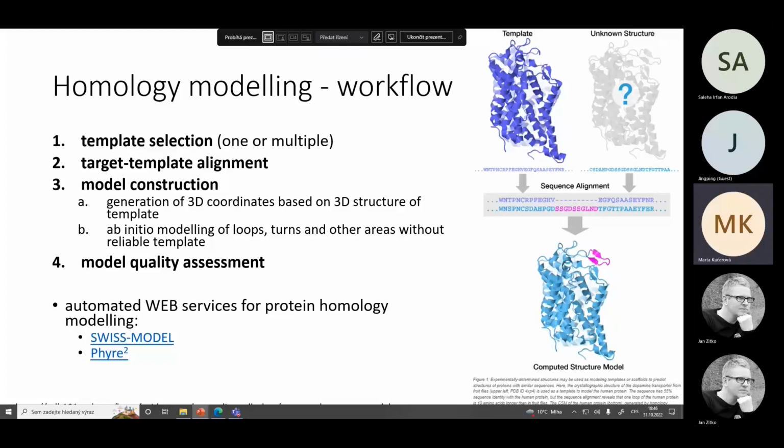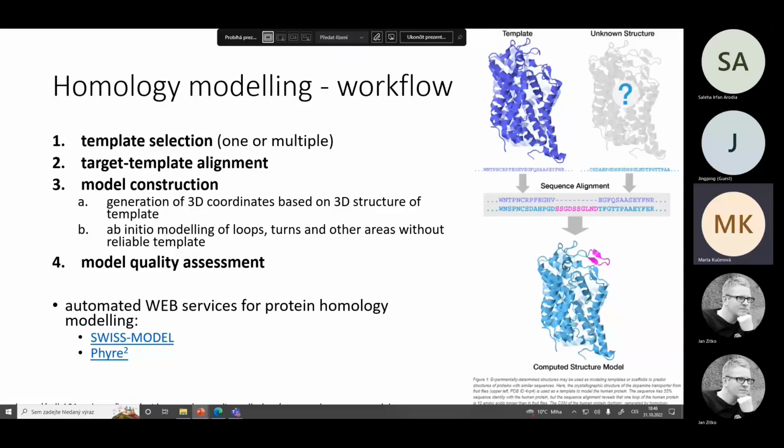Some software, for example MOE, is able to create some small loops up to a specific size of the oligopeptide. However, there are different web pages for servers that will do the job for you, for example Swiss Model or FIRE2. Our colleague is using the Swiss Model website for homology modeling.